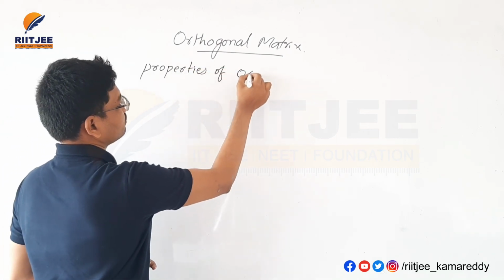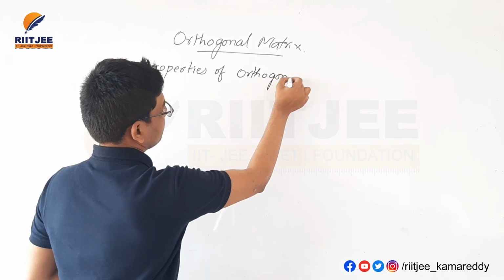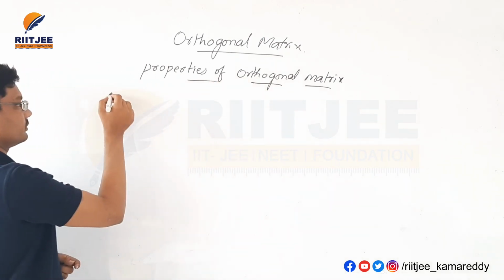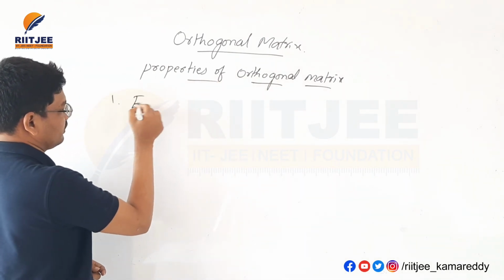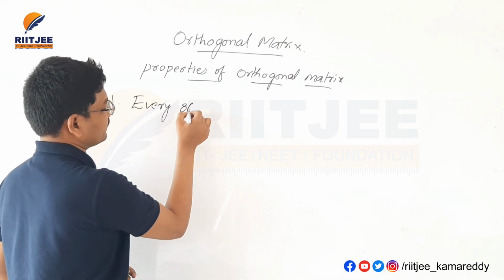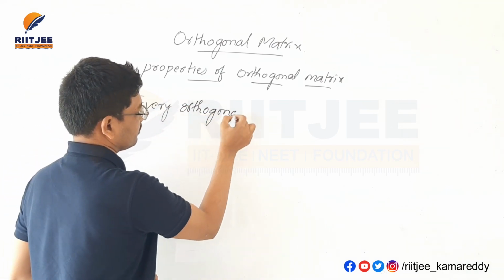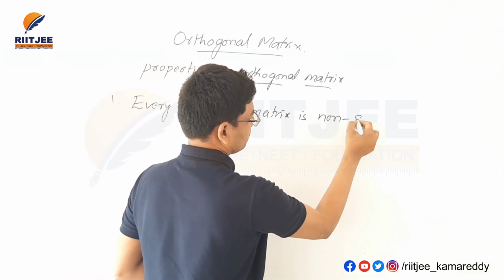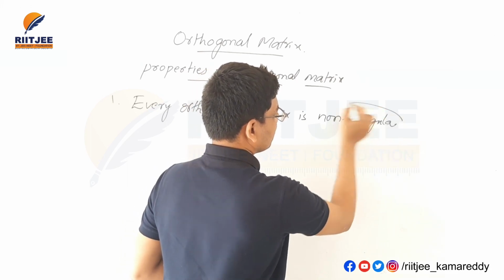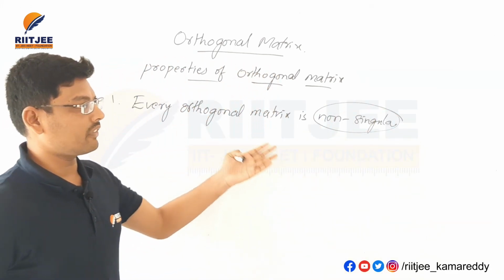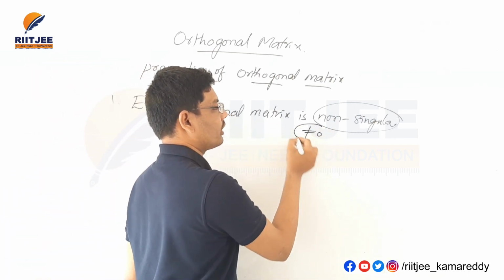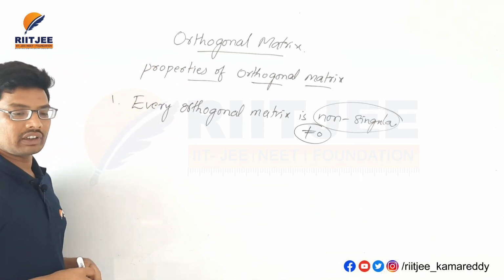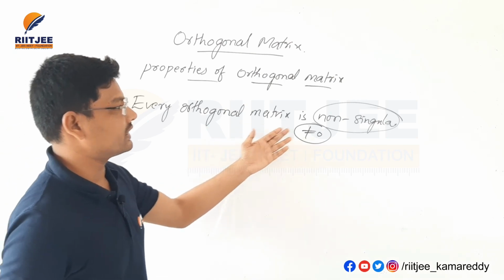Properties of orthogonal matrix. Here the first one: every orthogonal matrix is non-singular. What is meant by non-singular here? Non-singular is nothing but the determinant of a matrix is not equal to 0. The determinants concept we will discuss later; that is the most important topic.